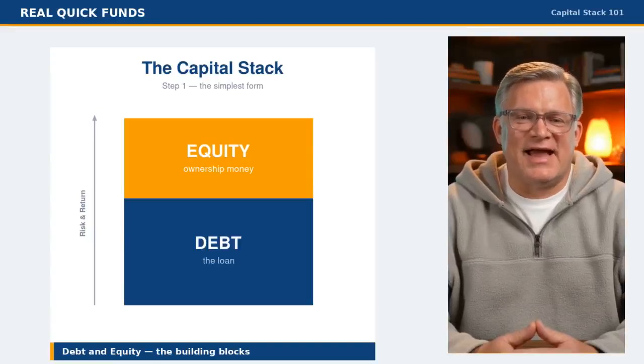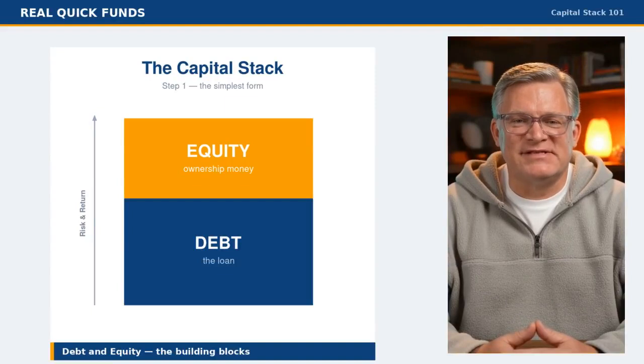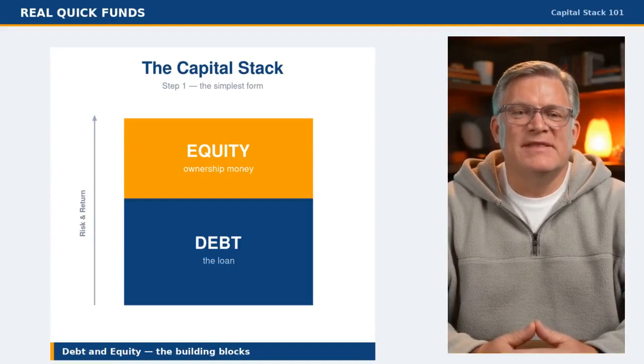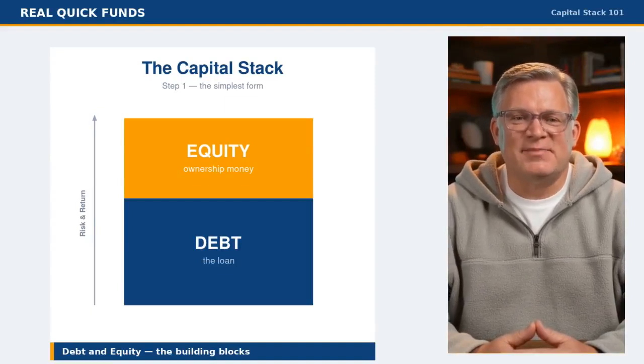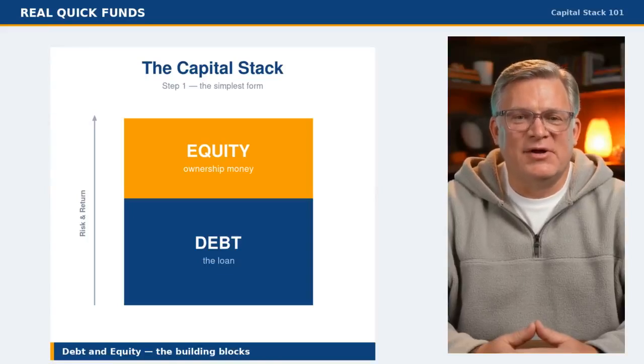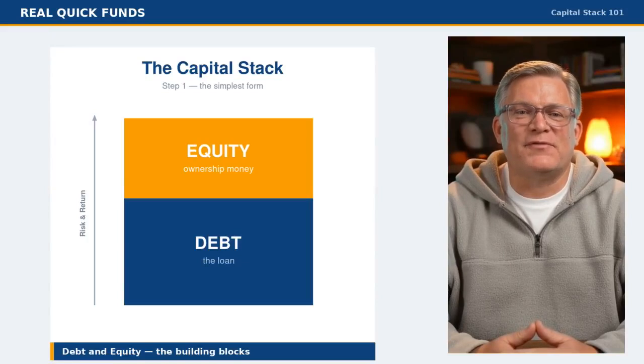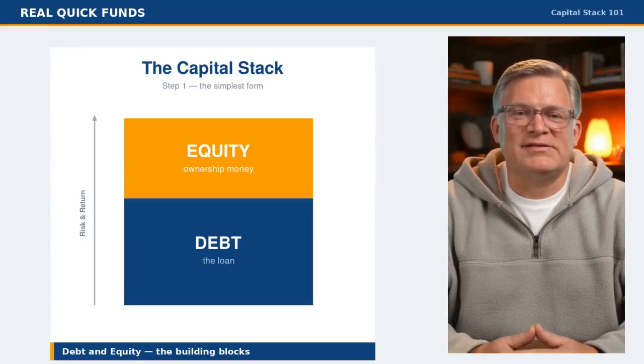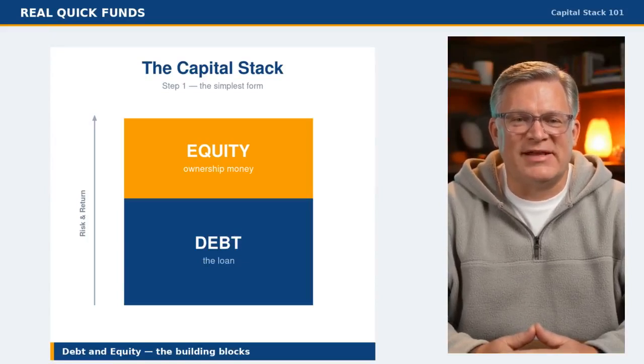Picture the stack like a ladder. The bottom rung is the safest, it gets paid first. The top rung is the riskiest, it gets paid last, but it earns the most when the deal wins. As you climb the stack, risk and return both go up. Remember that. It's the one idea that ties this whole thing together.